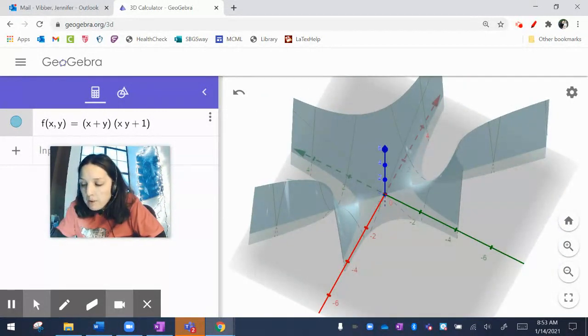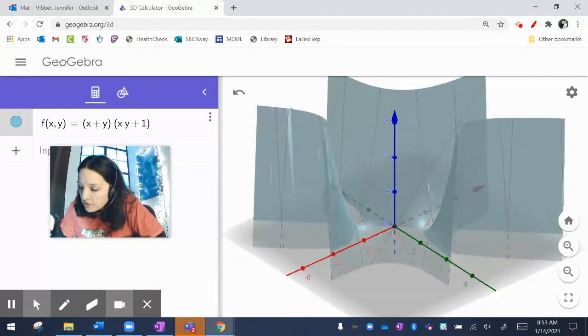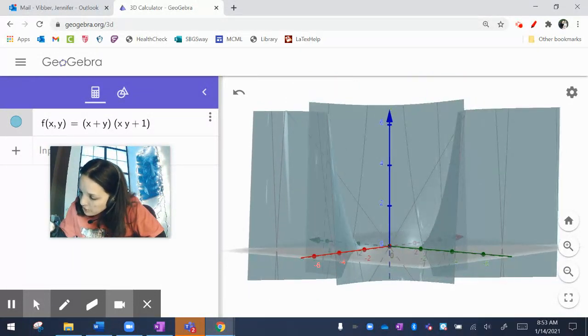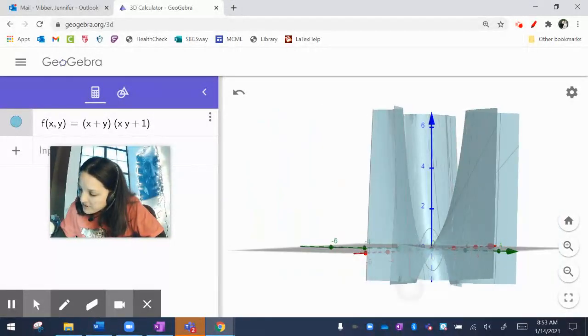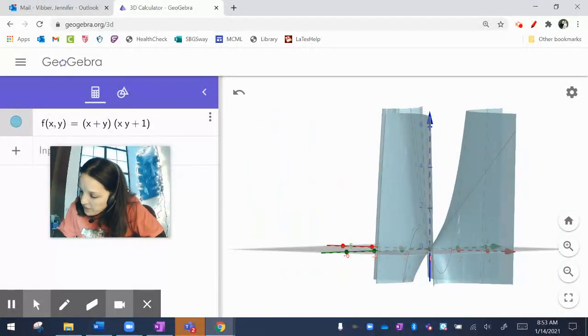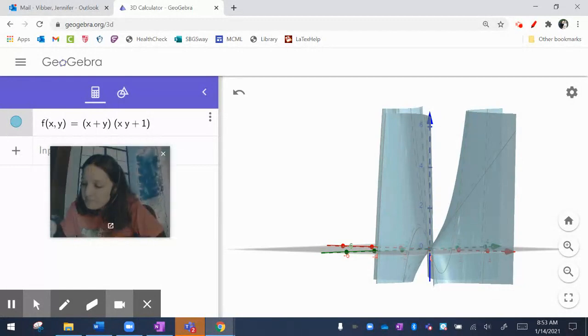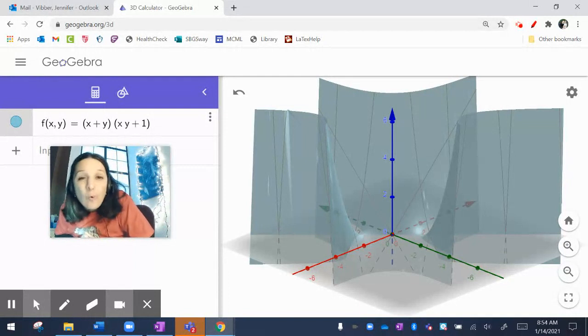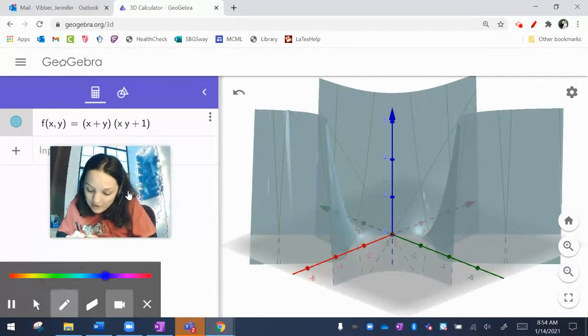Now, I thought maybe right here at the origin, I would have a saddle. Here's why I don't. If I look at that from the front, it goes up and comes back down. But if I look at it from the side, it's really hard to see, but it goes up and then keeps going up. Now, fun fact, this thing as a whole is called a monkey saddle. I swear to God, that's what it's called.